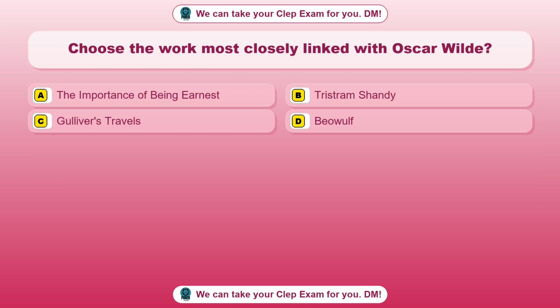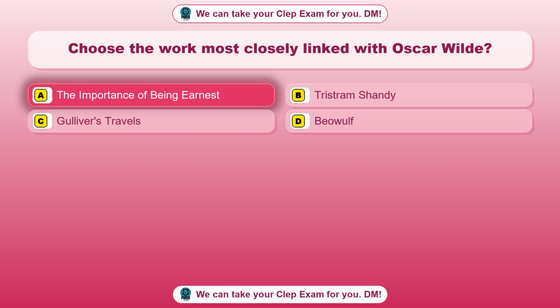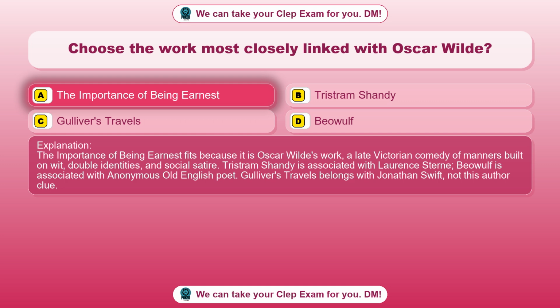Question 39. Choose the work most closely linked with Oscar Wilde. Option A. The Importance of Being Earnest. Option B. Tristram Shandy. Option C. Gulliver's Travels. Option D. Beowulf. The correct answer is option A. The Importance of Being Earnest. The Importance of Being Earnest fits because it is Oscar Wilde's work, a late Victorian comedy of manners built on wit, double identities, and social satire. Tristram Shandy is associated with Laurence Sterne. Beowulf is associated with an anonymous Old English poet. Gulliver's Travels belongs with Jonathan Swift, not this author clue.